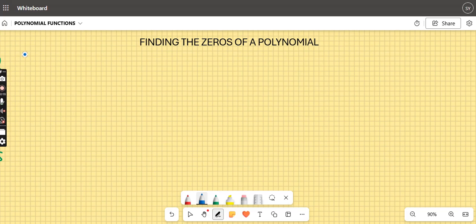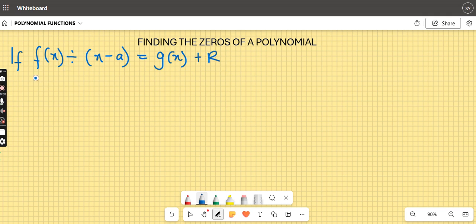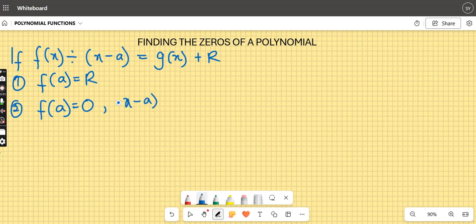Remember that if f of x is divided by x minus a, giving us g of x plus r, we said that number one, the remainder theorem will say that f of a is r, and then number two, if f of a is 0, by the factor theorem, x minus a is a factor. Remember that? Good.